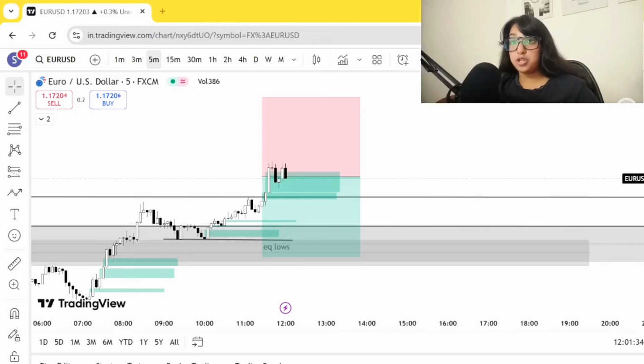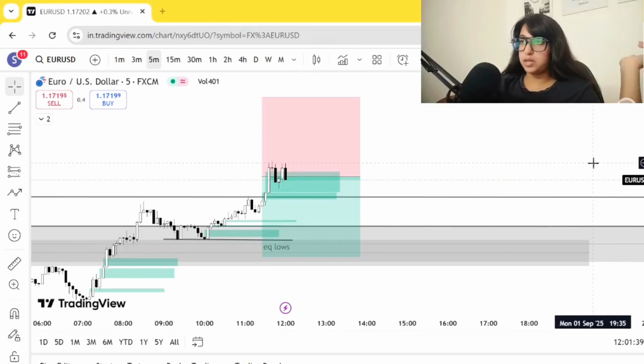And this position, if you are not following my Discord, maybe I'm gonna put it in my Discord channel, or on my Instagram stories. Let's see if we hit the TP or SL.